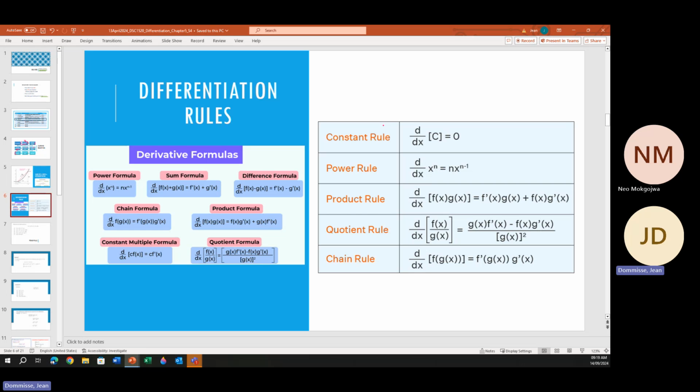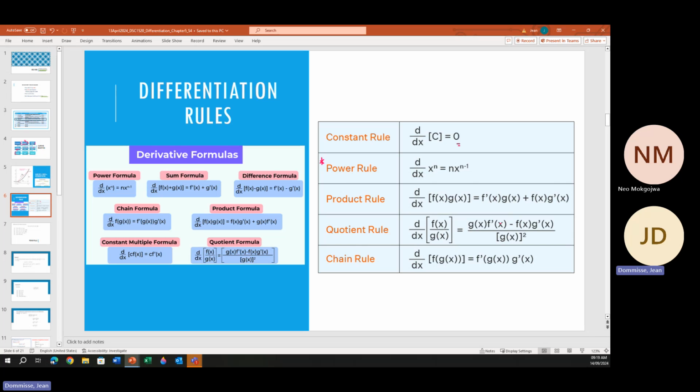The first thing is, and we will definitely do that in the next slide, when you have a constant, a number like 5, 6, 7, 20, 100, whatever, and you differentiate that constant, it will always be 0. Then we will go into detail with the power rule, and that's the one that we use the most. We will look at the product rule.